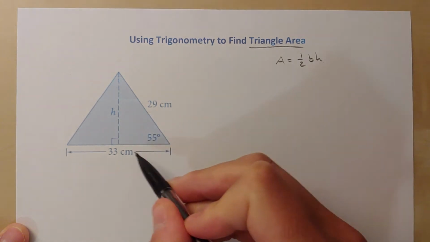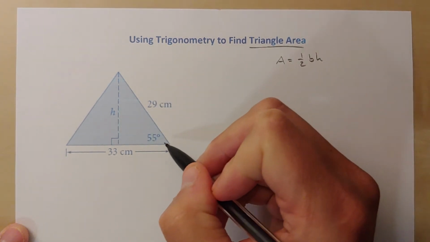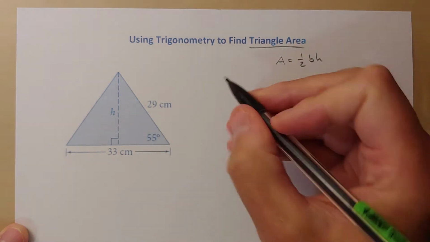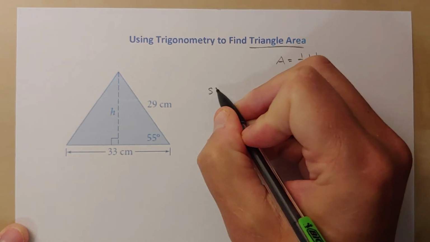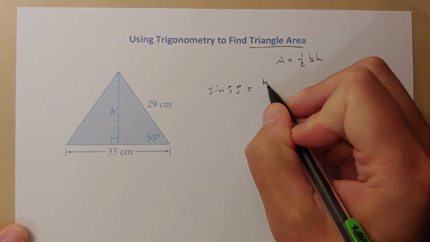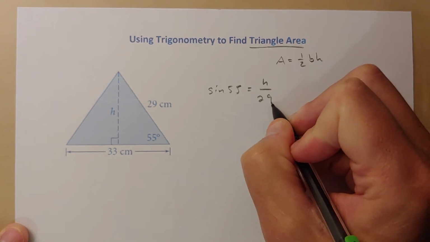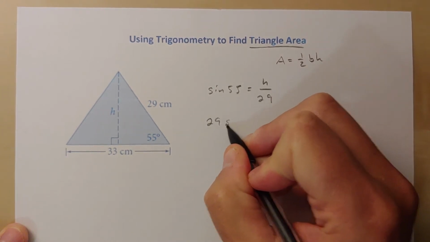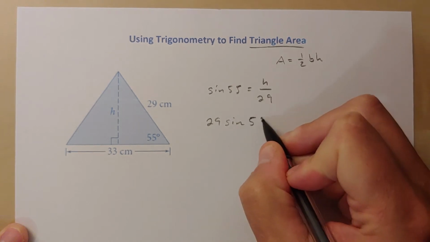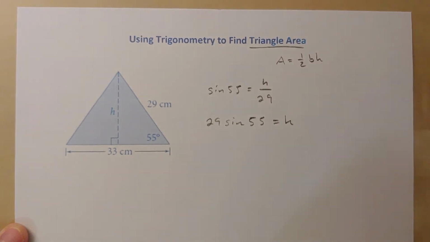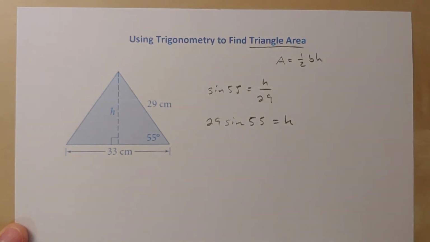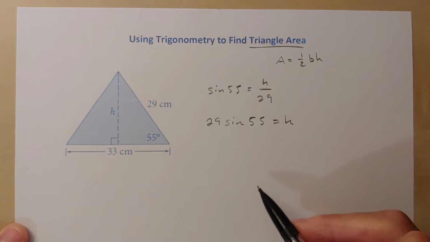So to find the height, I am going to use trig. So I have a 55-degree angle, this is the opposite, and the hypotenuse. So I'm going to use sine. So the sine of 55 degrees is equal to opposite over hypotenuse. And a little algebra tells me now that the height is equal to 29 times the sine of 55. Now I'm going to keep this exact here because I don't want any decimal approximations yet.